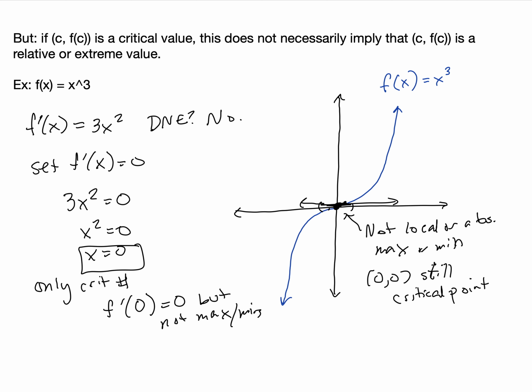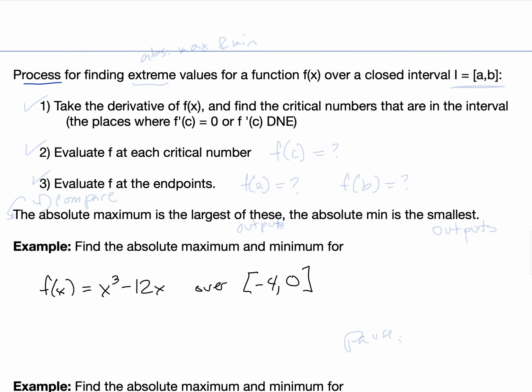So based on all of this, here is the process for finding extreme values for a function over a closed interval I. And this is only finding the absolute maximum and minimum over a closed interval. And in future sections, when we're looking at the first derivative and what it says about the function, we'll be able to use that to find local maxes and mins as well.